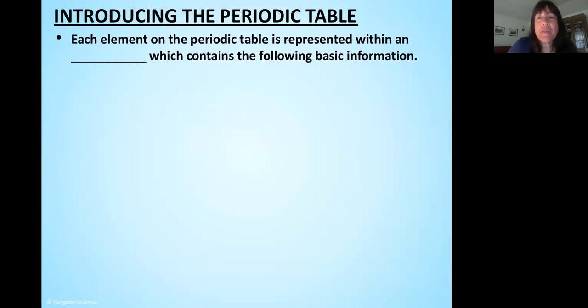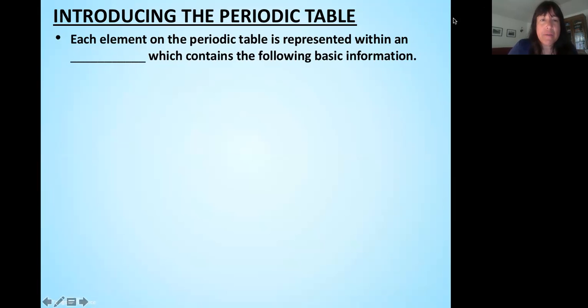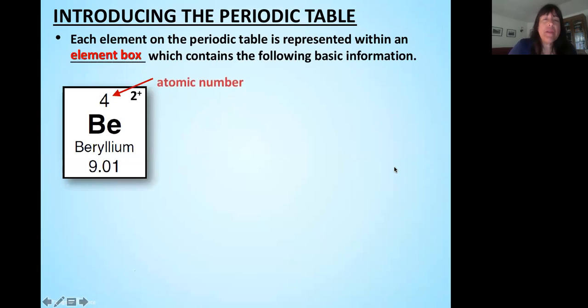So each element in the periodic table is represented within a box. Oops, sorry. An element box which contains the following basic information. You'll see that whole number, which is the atomic number.